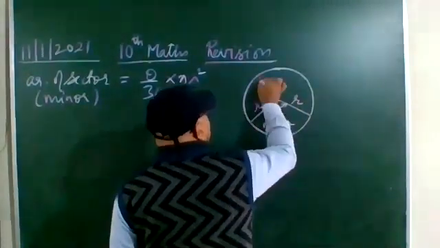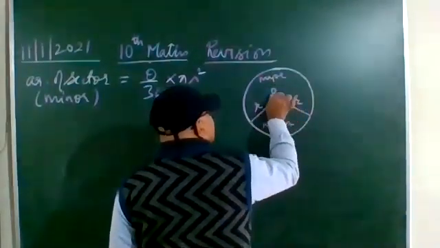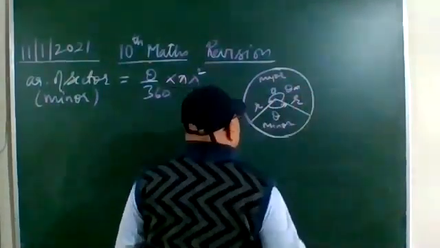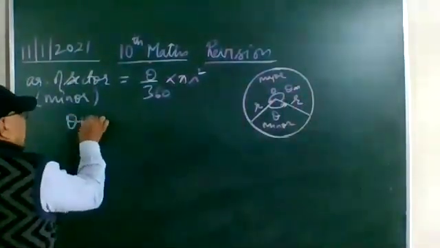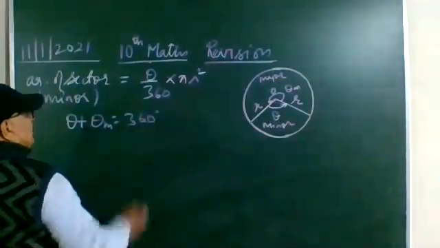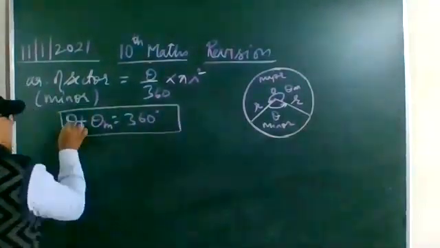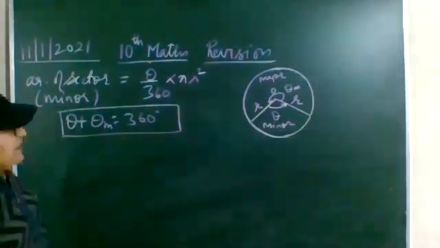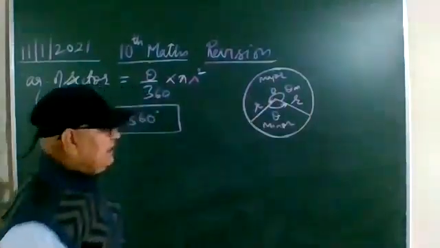Minor, and this is major, theta. Now this is theta m. Theta plus theta m equals 360 degrees. So first of all, if theta is given, you can find theta m. This is the minor sector angle. This is the major sector angle.